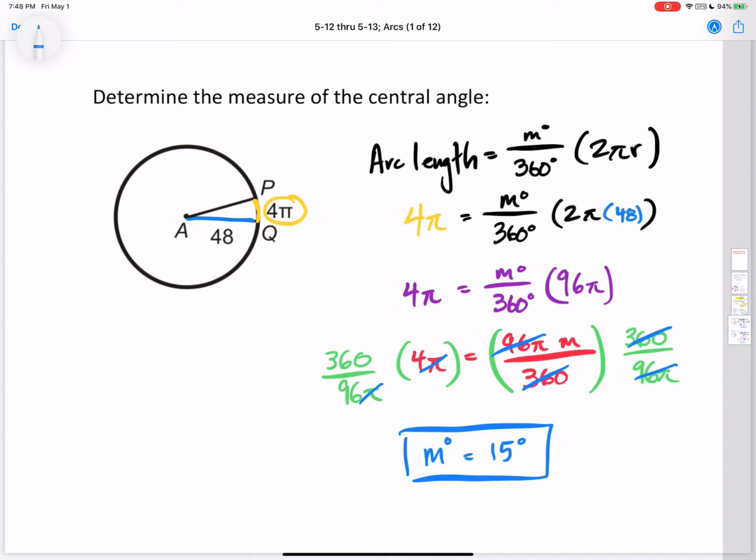All right, so now what we've done here is we've talked about how to calculate a central angle. We've calculated the arc length. We calculated the radius. And these are all the things in terms of arcs that you need to know for the circle.